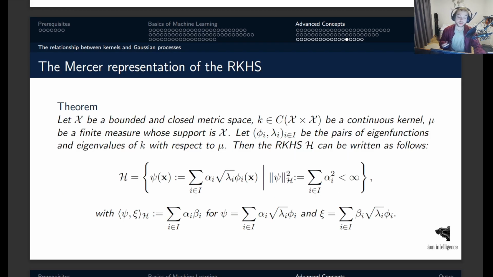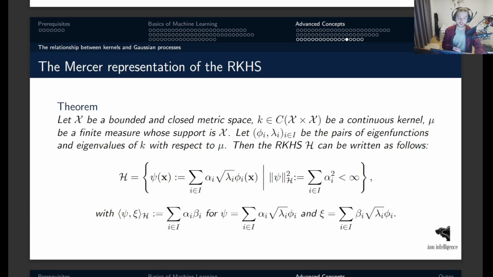So now we come to the promised Mercer representation of the reproducing kernel Hilbert spaces. And this theorem states that if we have a bounded and closed metric space X, a continuous kernel K, and a measure mu is a finite measure on X, then if we let this collection phi I, lambda I, be the pairs of eigenfunctions and eigenvalues of K with respect to mu, then the reproducing kernel Hilbert space H can be written as follows. So previously we had that the reproducing kernel Hilbert space is the space of linear combinations of kernel functions. And now we will see that elements in the reproducing kernel Hilbert space, so these are functions, are equal to countable sums of scaled eigenfunctions, scaled by the square root of the eigenvalue associated with that particular eigenfunction, and also scaled by this alpha I.